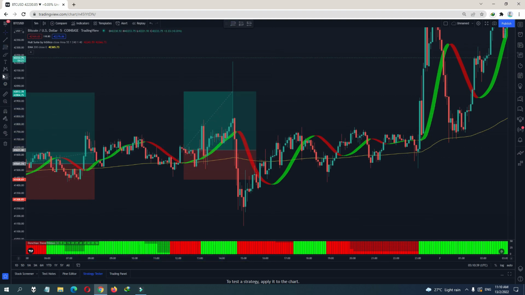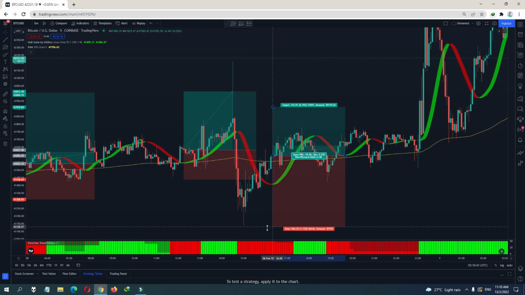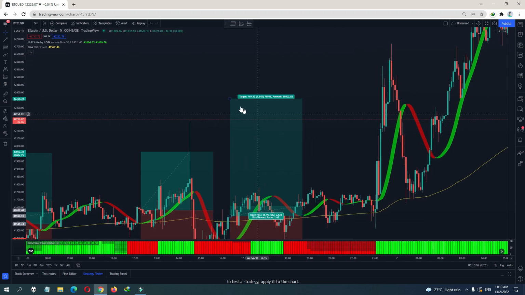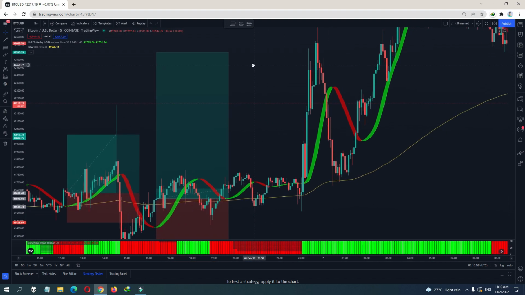Okay, here's another one. So for this one, I personally would not take this, because the stop loss is too big. It's too far away. Although we get a huge win here. Okay, so you get like 1 to 2 here. Yeah, you get that. And we have another one.